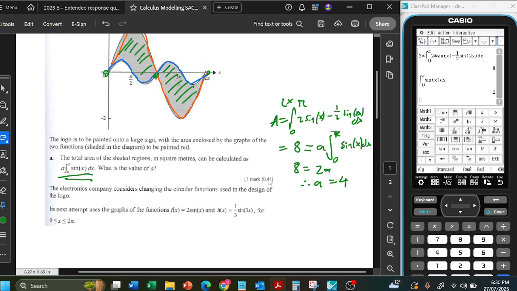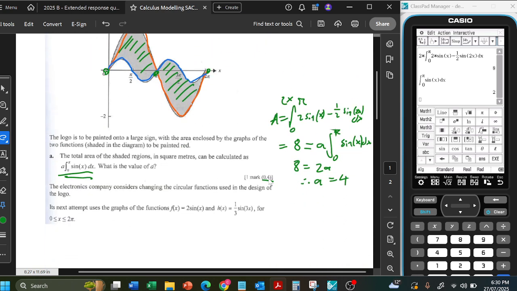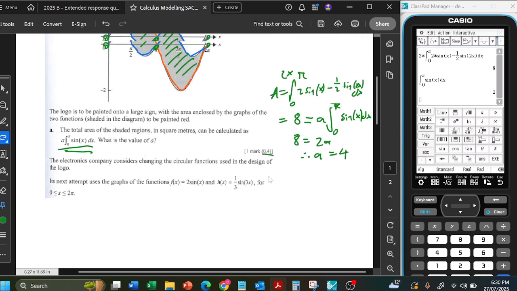All right, so that's our starting question. Hopefully we all got that question. It says here 40% of people, when they did this exam, got this question correct. So this is an exam 2 question. Just 1 mark. You just need to write A equals 4. You don't even need any working out, really.